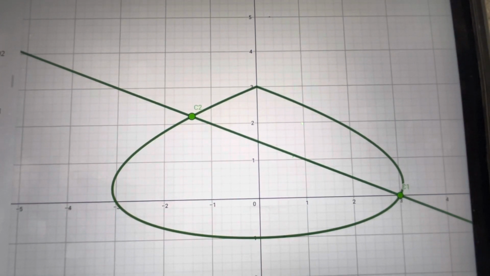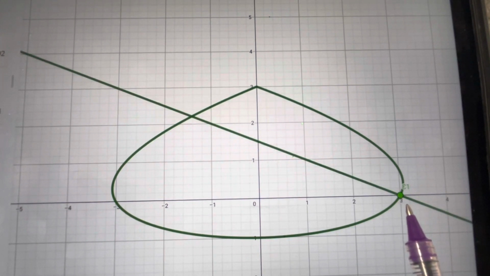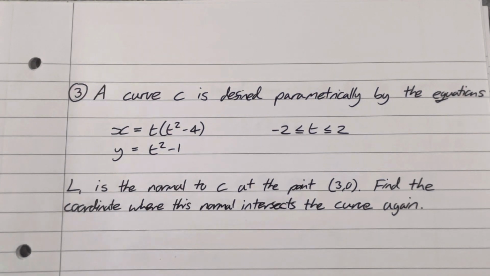But to break it down, we need to reverse all this. We first of all need to find the t value at this point, because we're not told that. Then with that, we can find the equation of the normal, and then with that, we can find the intersect. Okay, so that's the kind of path we're going to take. So first things first, let's find the value of t at this point in question.